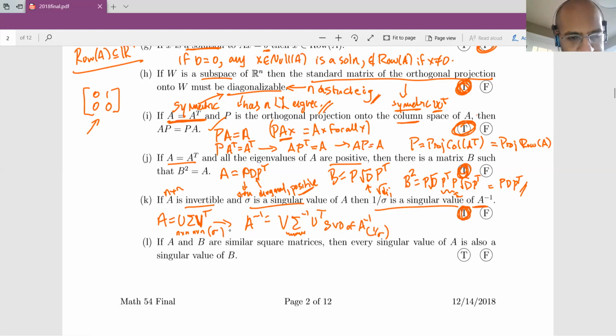Any more questions about that? Okay, last question, also the hardest one. If you have two similar square matrices, every singular value of A is also a singular value of B. This is an interesting question. It relates two notions: similarity to singular values. Similarity is something having to do with eigenvalues, and you're asking, if you do this, does it change the singular values? So how would you go about that?